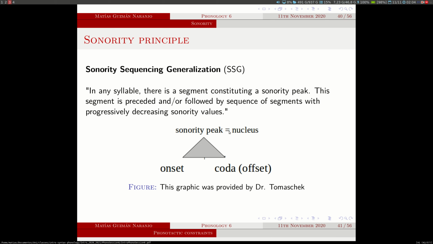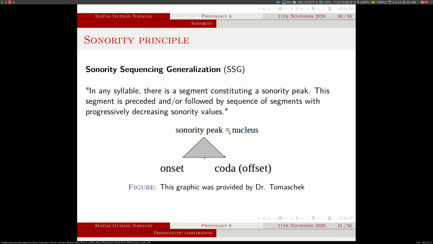And the idea is that in a syllable there's a segment which is the sonority peak, and the segment is preceded and followed by segments which are progressively less sonorous. So the most sonorous segments should be towards the peak, towards the nucleus, and it goes down in sonority. This is a relatively common thing, but there are many exceptions.